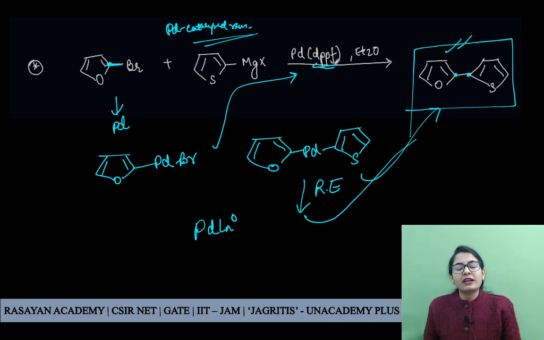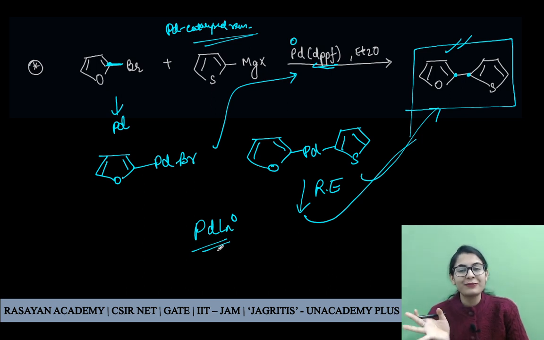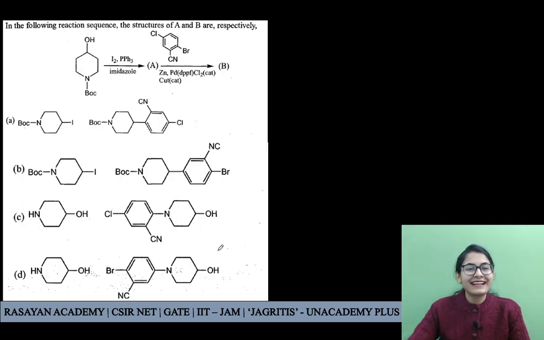DPPF is another bisphosphine ligand, which is a neutral one. So hence palladium again goes to 0 oxidation state. So it's the whole cycle repeating in all of the coupling reactions. And yes, I hope that you will be able to remember all of these names, guys. Okay, let's do some PYQs. Now all of these are your CSIR NET PYQs.